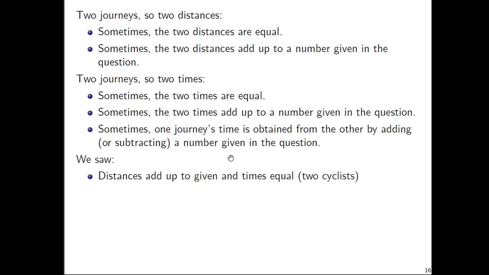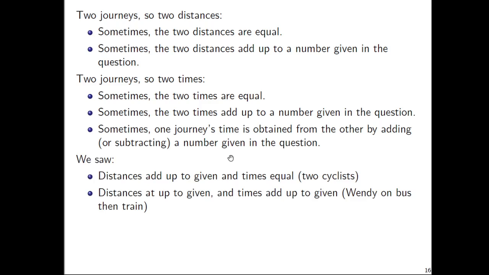So we saw distances add up to a given and the times equal. That was the cyclist's problem. We saw that the distances add up to a given and the times add up to a given. That was Wendy on the bus, then the train.